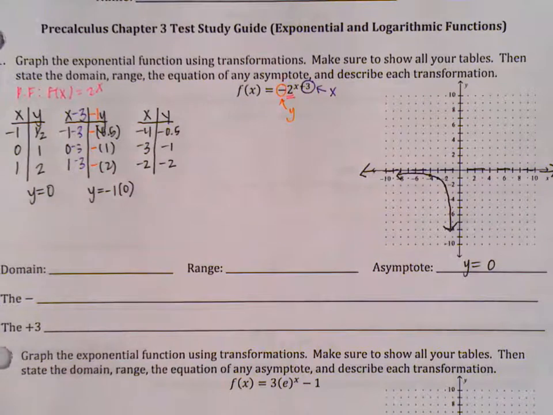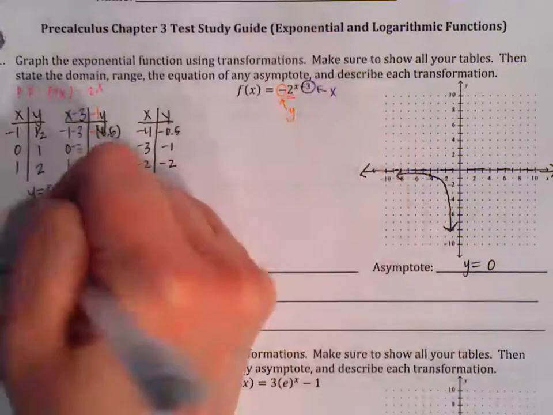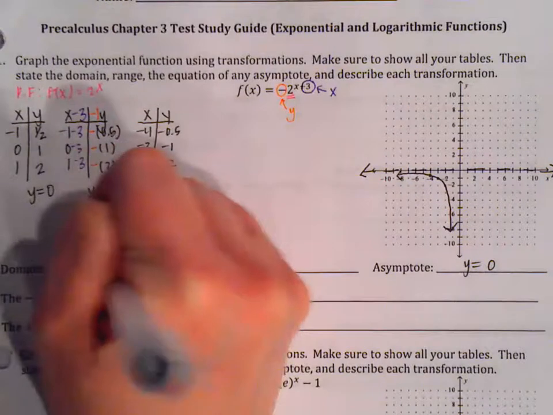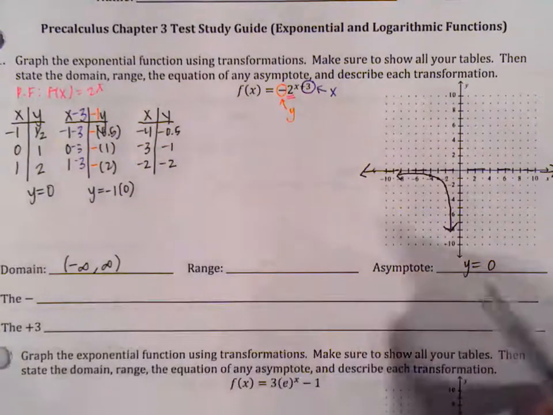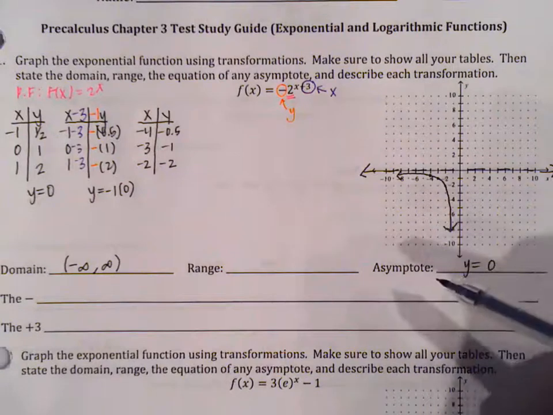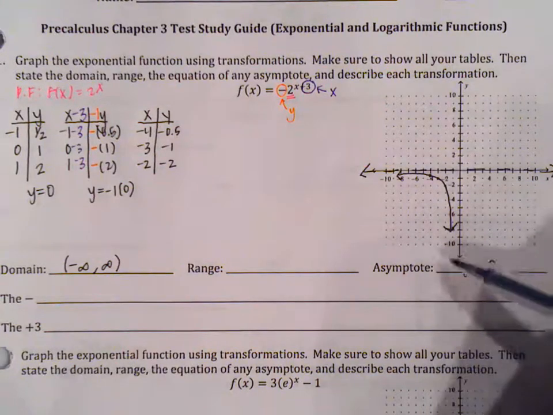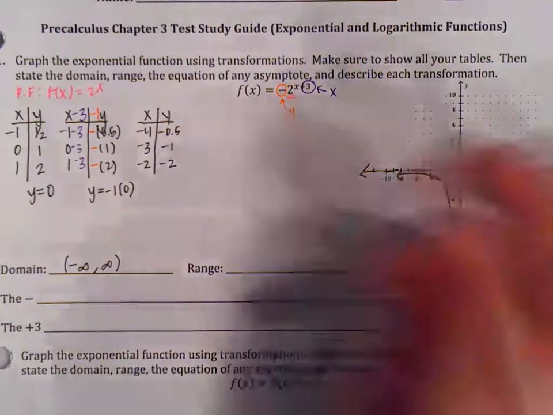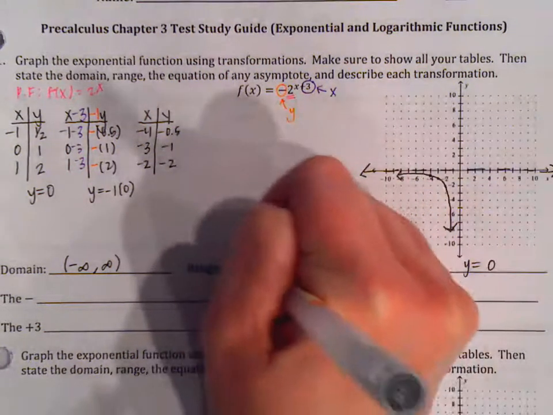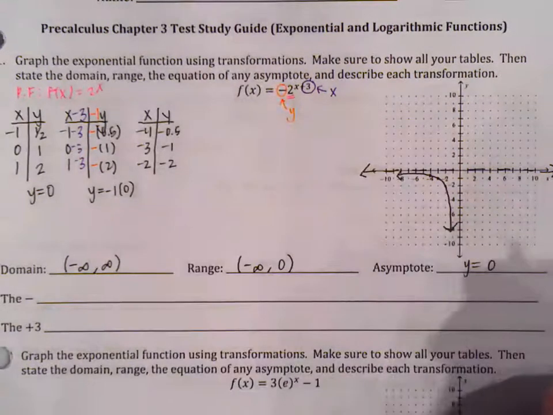My domain of an exponential is always going to be -infinity to +infinity. Now the range, I look at the graph for the range. The range is bottom to top. So it's going down forever, so it's -infinity, and then it goes to 0. It never hits 0, so we use a parenthesis.